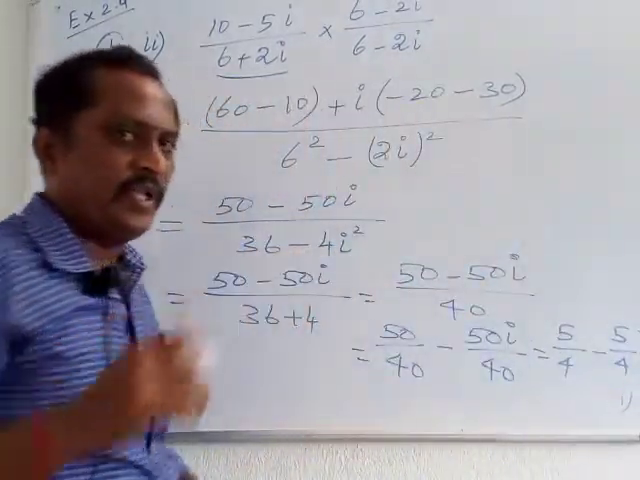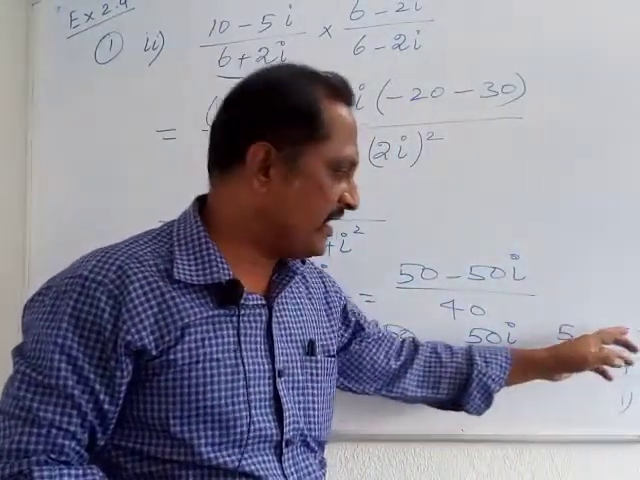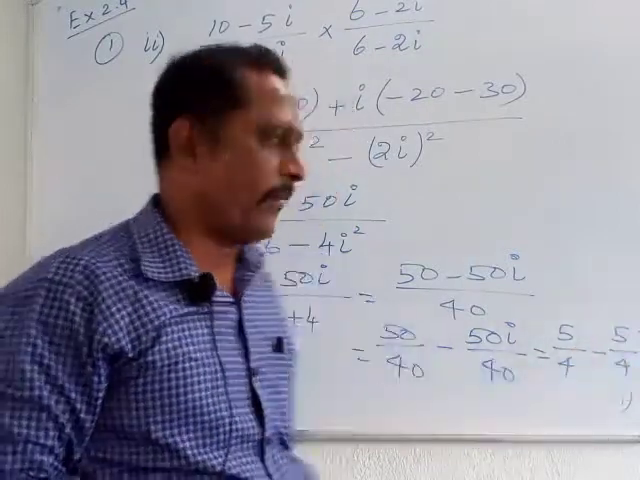This is the standard form. That is, the real part is 5 by 4 and the imaginary part is minus 5 by 4.